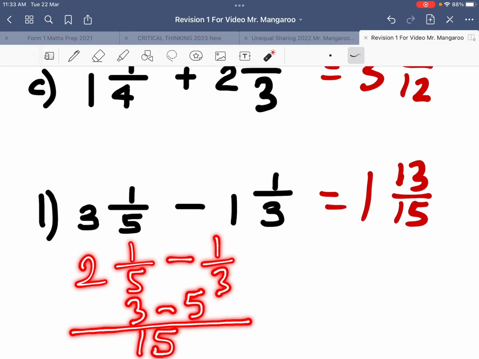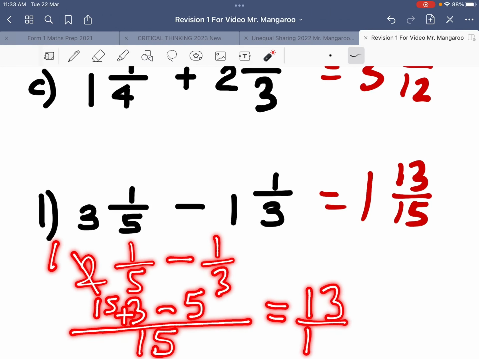So we can see here clearly that 3 cannot take away 5. So we borrow 1 from the 2, and we are bringing this across as the denominator. The denominator is 15. So 15 plus 3 is 18. 18 minus 5 is 13. So the answer is 1 and 13 over 15. Alright, don't forget your 1 from here.